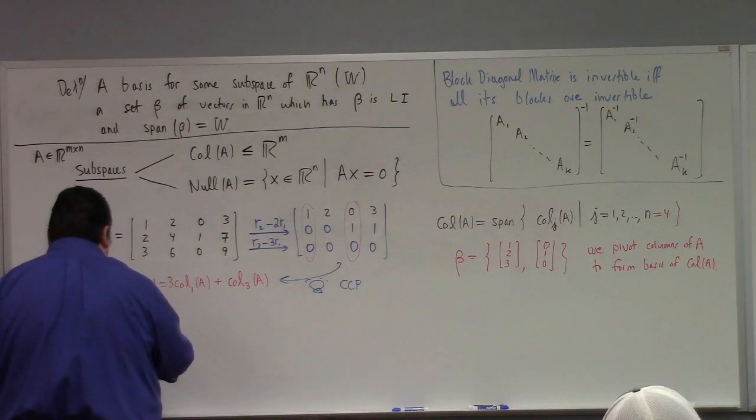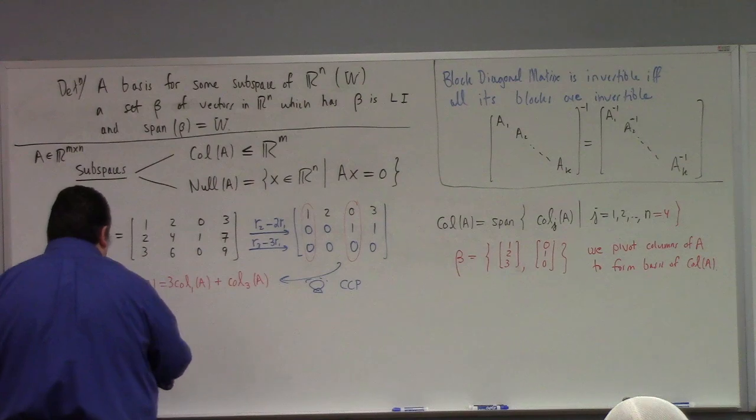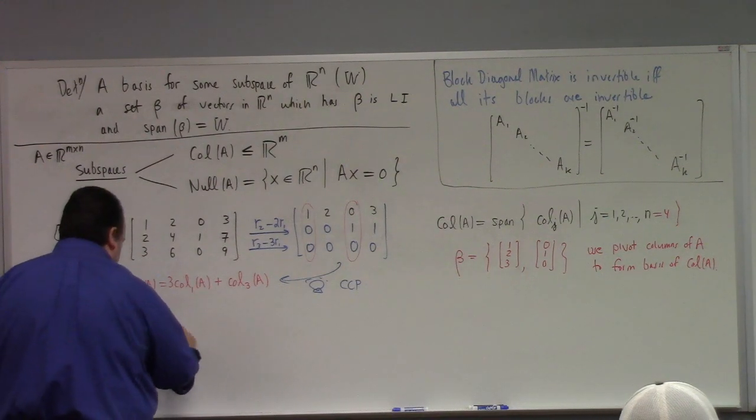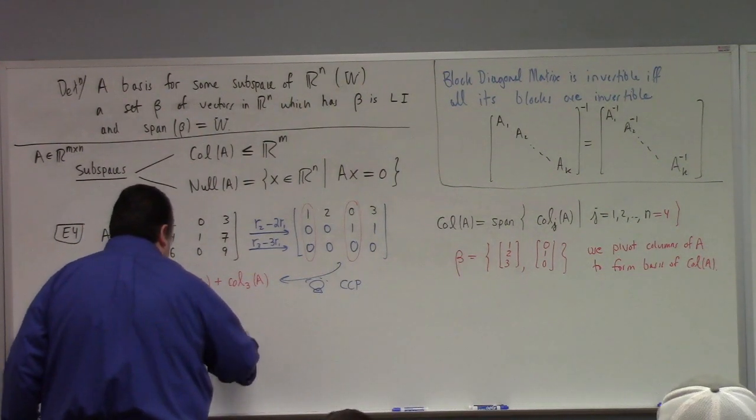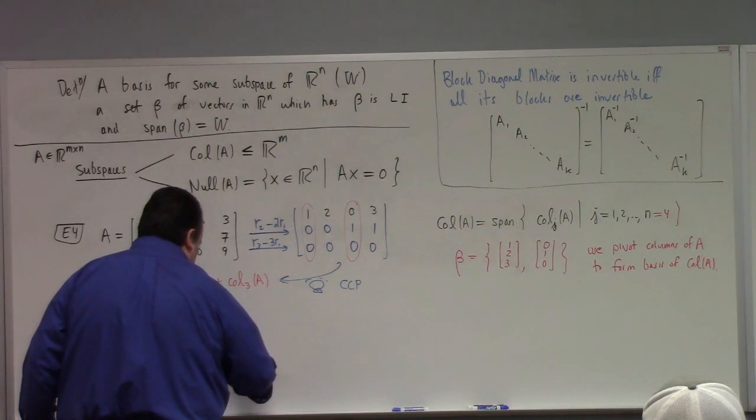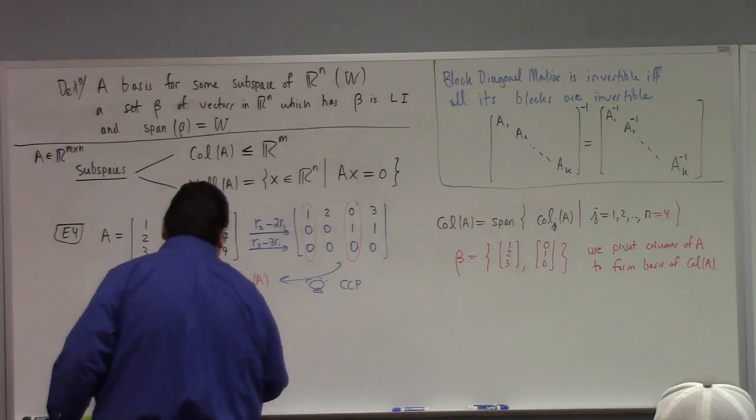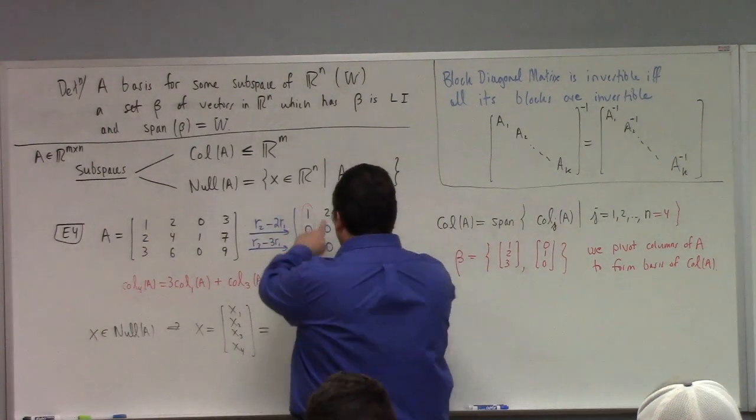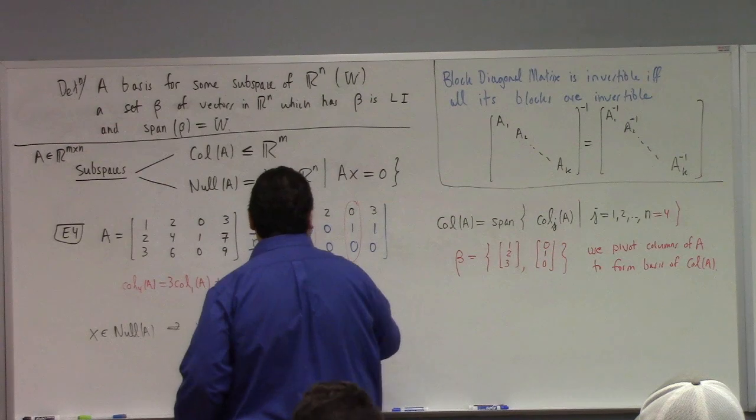How do we figure that out? What's the null space of A? If X is in the null space of A, that means that X is equal to X1, X2, X3, X4, right? It's 4-dimensional. And what can we see from these equations up here?